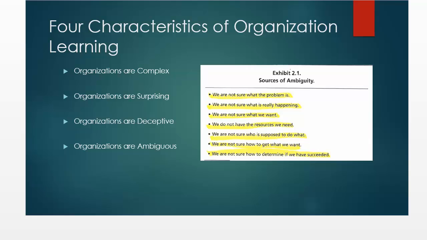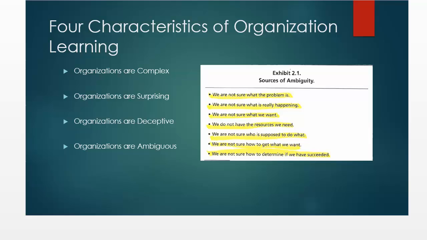The first is that organizations are complex. It is not a 1 + 1 = 2 situation. You got some logarithms and tangents and cosines thrown in there that make it a little bit less predictable in terms of how things are going to turn out.